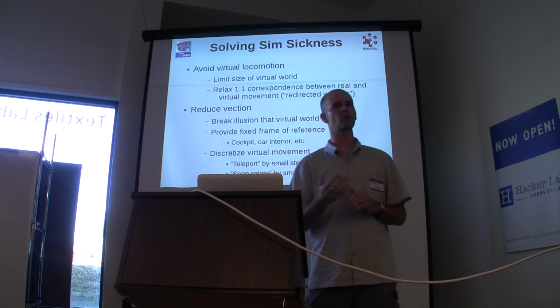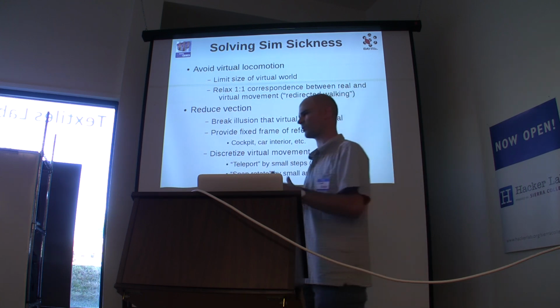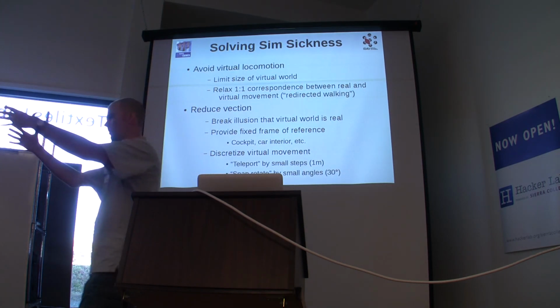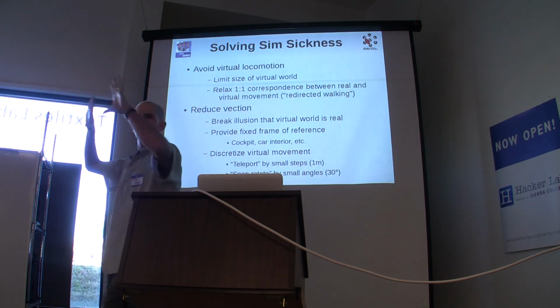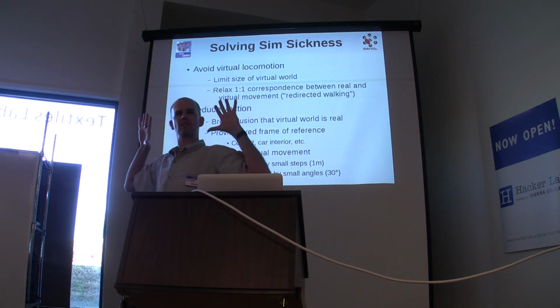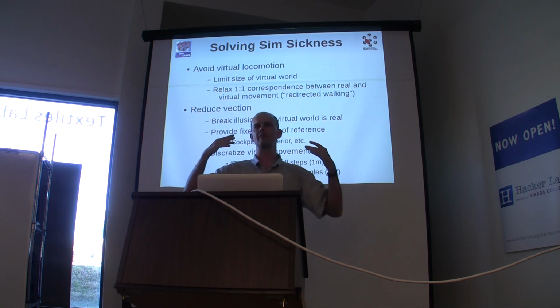And then there's another approach to reduce vection, which is to, instead of moving smoothly, move in jerky, discrete steps. As it turns out, vection happens when the world moves towards you smoothly. If the world moves towards you like this, it doesn't seem to cause vection, because now you don't really believe it's real anymore.